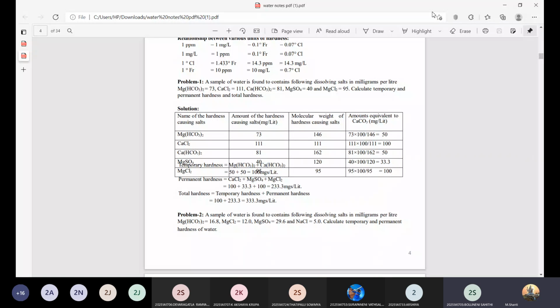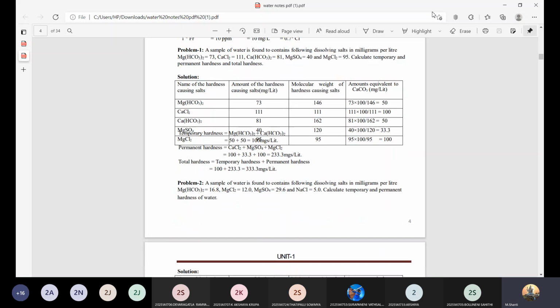Weight means what? Which weight? Whose weight? Hardness causing salts weight. Okay, suppose here you have magnesium bicarbonate, right? So how much is its weight here? 16.8. Yeah, okay, 16.8.